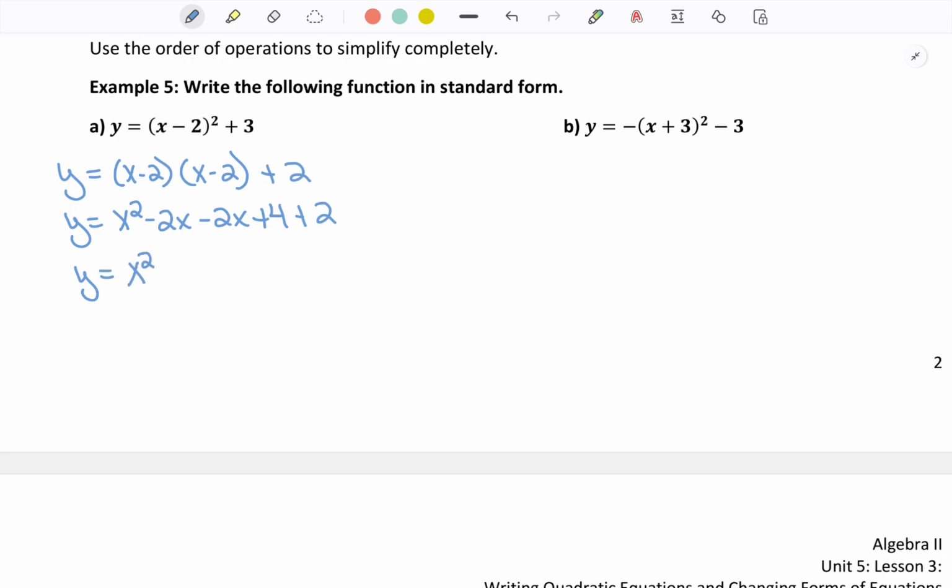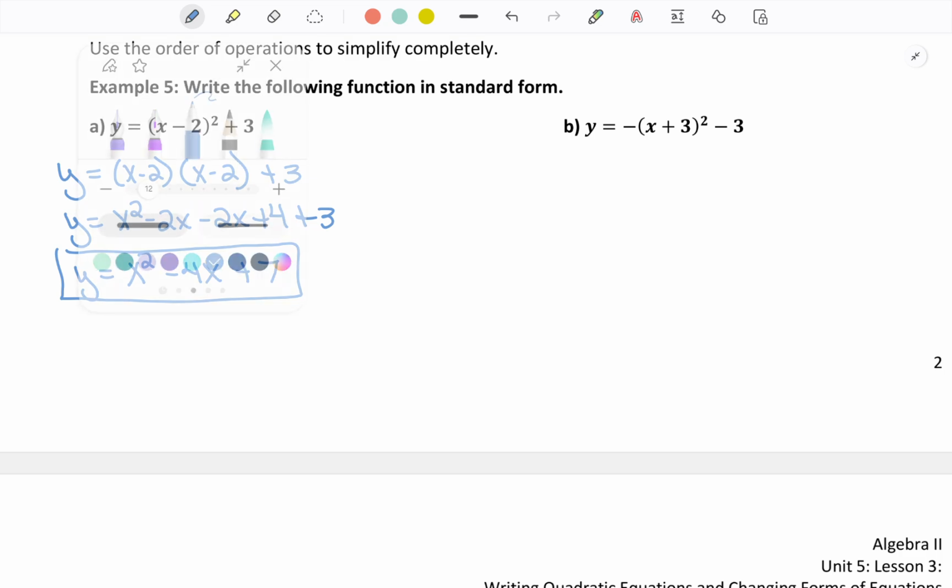So x squared minus 4x. That's not a plus 2, that's a plus 3. And that'll be plus 7. So that will be your equation in standard form.